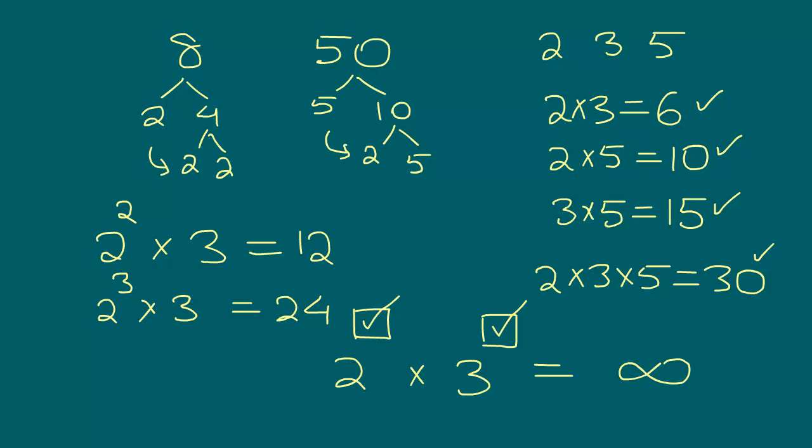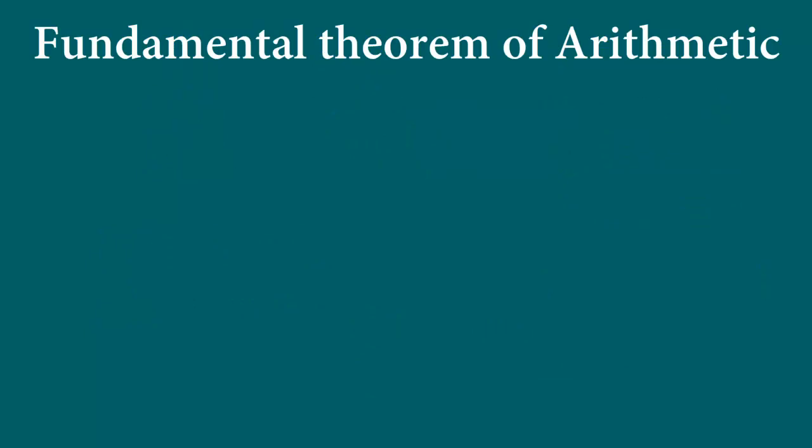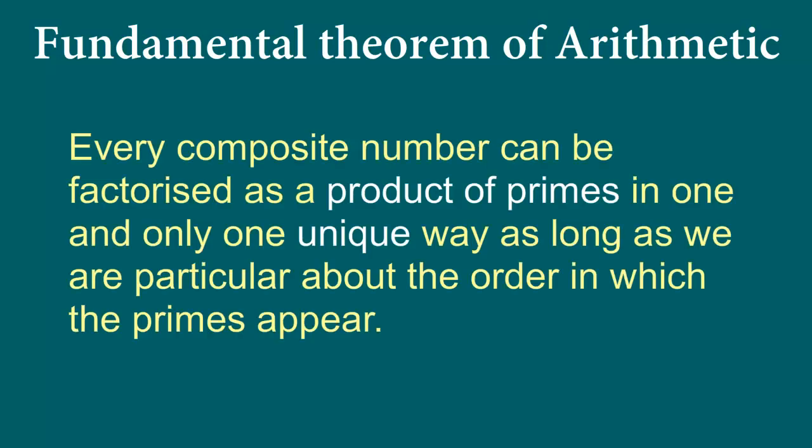So let's take a look at the answer to that question. And as you can imagine, the answer is a big yes. And that is what is known as the fundamental theorem of arithmetic. So the fundamental theorem of arithmetic states that every composite number can be factorized as a product of prime numbers in one unique way only, as long as we are not particular about the order in which the primes appear.